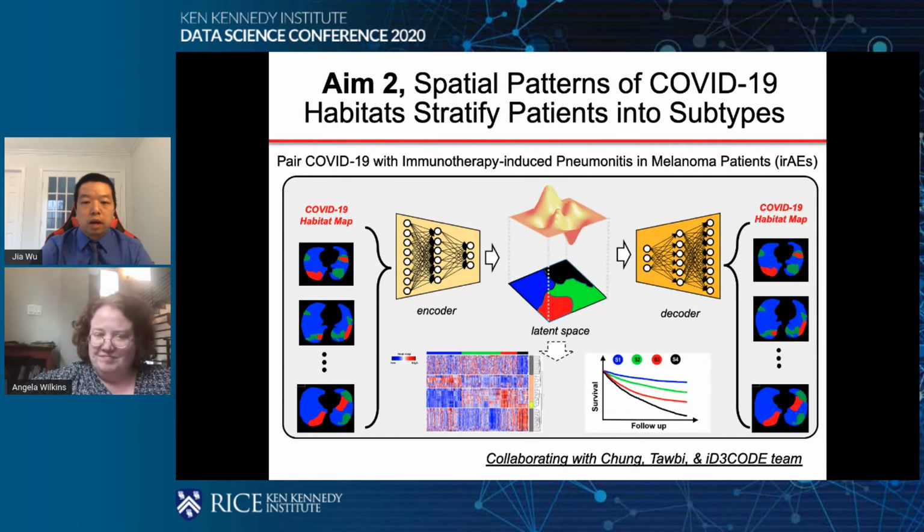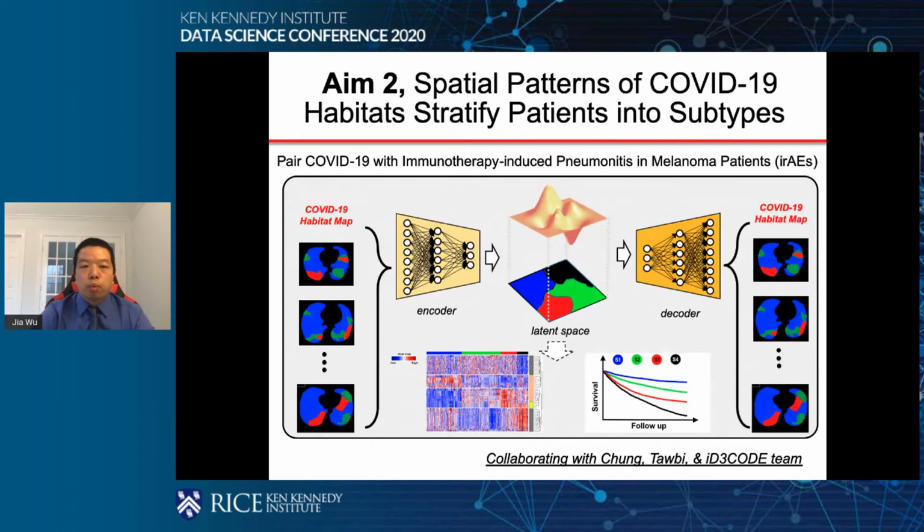Sure. In M2, given the identified habitat maps, we will use a deep learning-based algorithm, such as an autoencoder, to automatically extract the habitat features, and simultaneously use this latent space to cluster the patients into different imaging subtypes. And we will test the clinical outcome for these different imaging groups. And moreover, we will pair these COVID-19 patients with a group of pneumonitis patients induced from immunotherapy in melanoma. This will allow us to study the specific habitat patterns that are associated with just the COVID-19 patients.